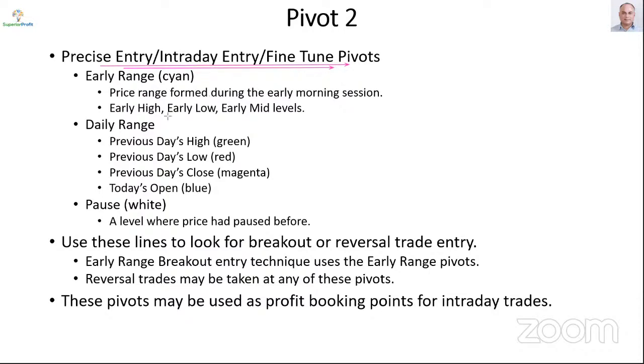There we have the daily range and early range pivots. The early range is the price range formed during the early morning session. We have three pivots in cyan color: early high, early low, and early mid. Then we have the daily range lines. Previous day's high, I colored as green, easy to remember. Previous day's low, easy to remember, red. Close, magenta, is the previous day's close, and today's open is blue.